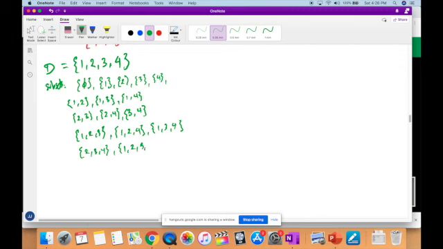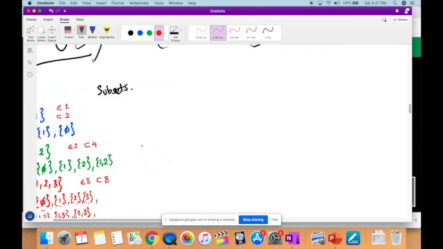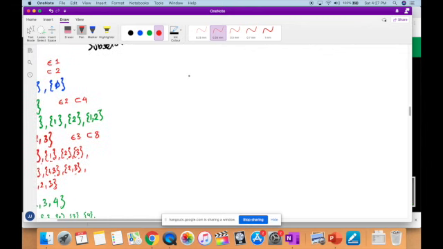1, 2, 3, 4. So let's count and see. 1, 2, 3, 4, 5, 6, 7, 8, 9, 10, 11, 12, 13, 14, 15, 16. Right. So let me look at what's going on here with all of these things now, right? We'll call this the number of elements, and we'll call this one here the number of subsets.